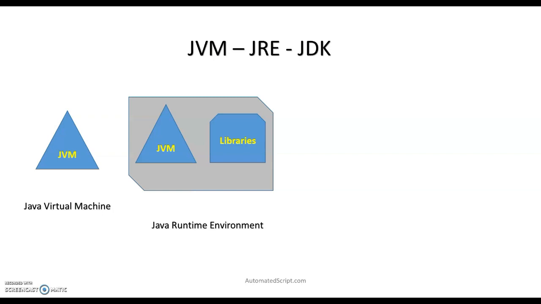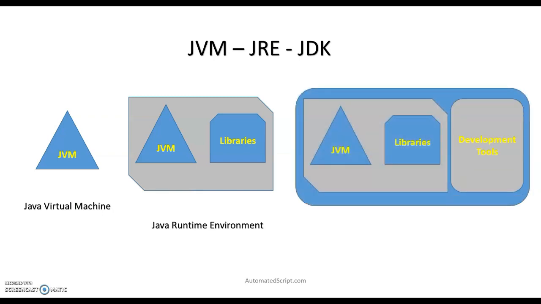JRE is only used by those who only want to run the Java program, that is the end user of your system. Then we come to the JDK. In the diagram, you can see JDK holds JRE, and JRE by default holds JVM. JDK additionally holds development tools. JDK's full form is Java Development Kit. It is a kit which provides the environment to develop and execute the program. I repeat again, it will help you to develop and execute your Java program. JDK is a kit, and the kit holds development tools plus JRE.